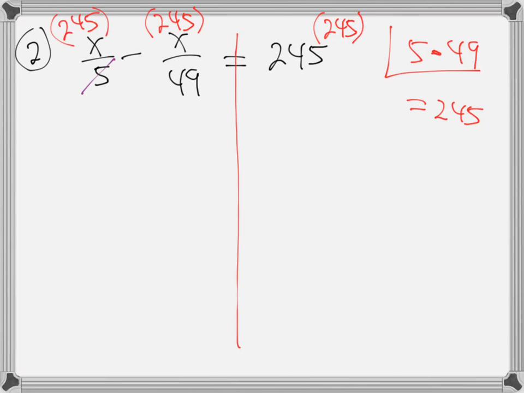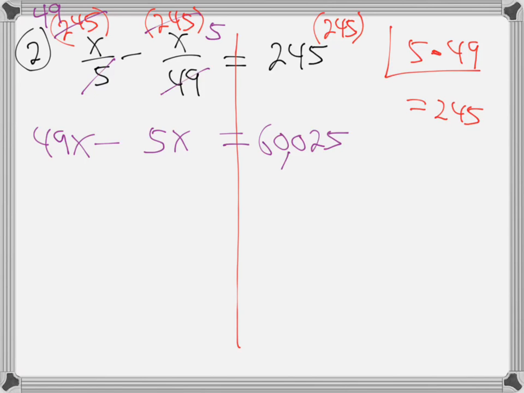So 5, use your calculator. 5 goes into 245, it's 49 times. So that'll be 49x, and then 49 goes into 245 5 times, so 5x, and then that's a whopping number. I could do it in my head, but I hate to show off, so I'll let Claudia tell me the answer. 60025? Thank you.